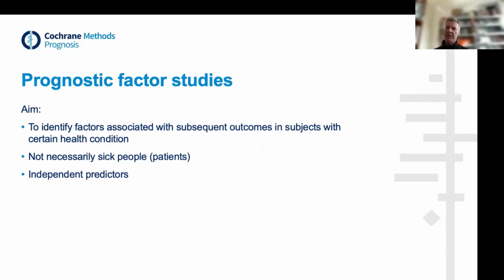Now, again, what are prognostic factor studies? A primary prognostic factor study is to identify which factors are associated with subsequent outcomes in subjects with a certain health condition. And again, I mentioned it, not necessarily sick people, it can also be done in healthy individuals. For example, the Framingham risk model, one of the most famous prediction models also in clinical practice, in the prognosis literature, was not done in sick people, but simply people who were living and alive in Framingham in 1948, I think, when the cohort started. And those studies try to find not only the crude association of factors with outcome, but typically also the independent or adjusted association of factors associated with a specific outcome.